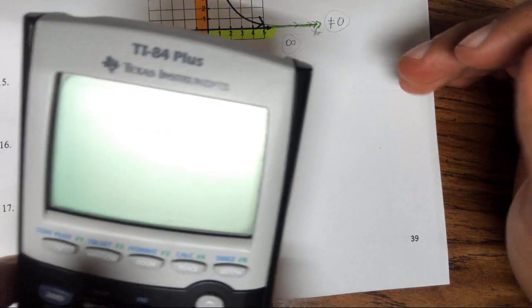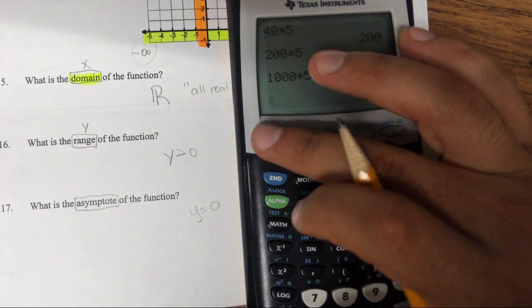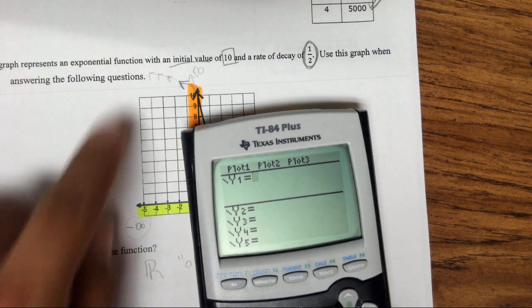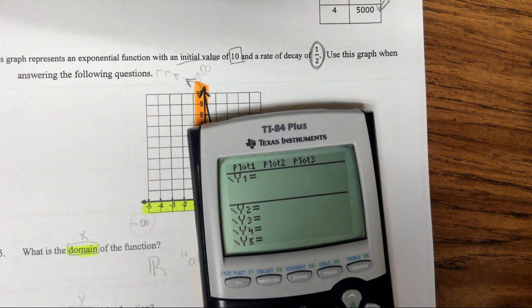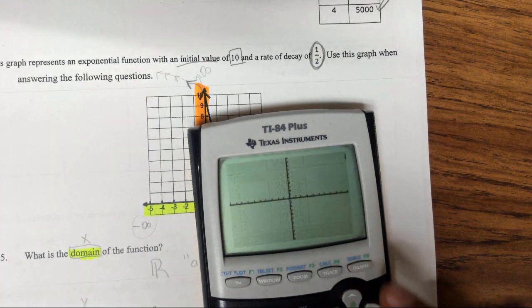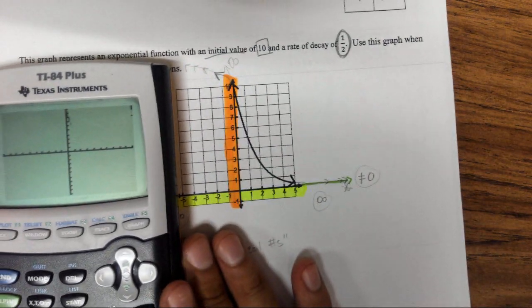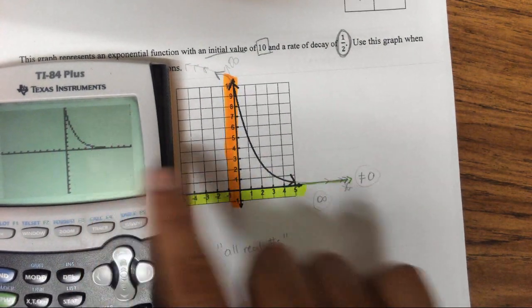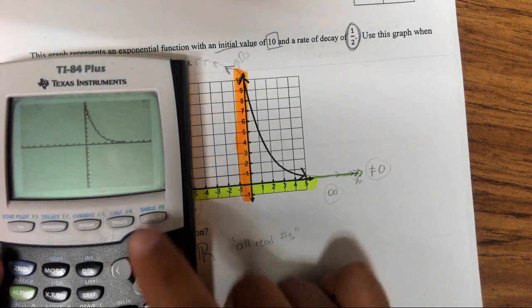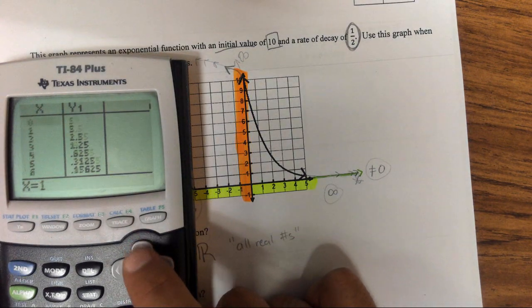And this is where I think the calculator really comes in handy. Again, I just want to show you guys what this means. So again, I'm going to use the information up here and type in my equation, which is going to be 10 times 1/2 to the x. And again, that should give me the graph that's on here, more or less. So that graph should match this. So now if we go to our table, we can even see our values.